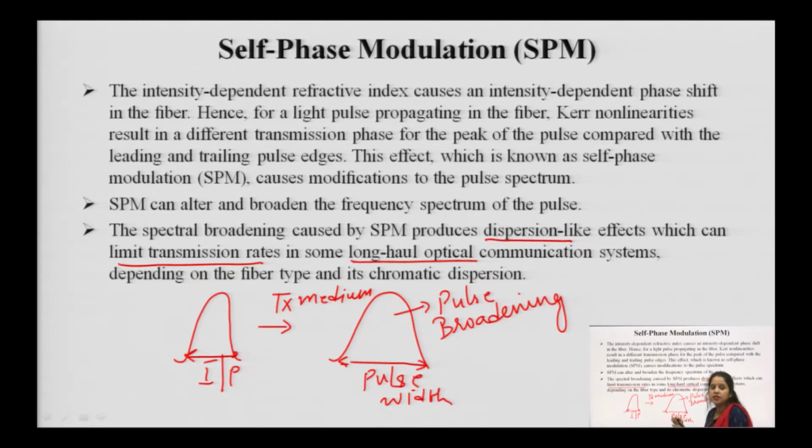For short distance transmission, dispersion is also less, and when we take a long distance transmission, dispersion also increases, and this is applicable to self phase modulation also. Depending upon the fiber type and its chromatic dispersion, which is a type of dispersion, we are going to discuss in the coming lectures or slides.